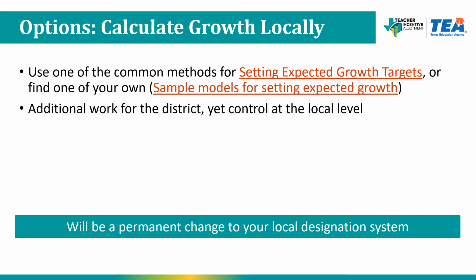If you want to do that, it does give you control at the local level in your growth targets, but it's additional work and the lift could be heavy based on if you are a smaller or larger district. If you choose this option, like all options, it will be a permanent change to your local designation system. You'll be saying going forward, we are not using STAAR Progress Measure for all teachers that used to be in that group. Instead, we're going to use growth targets set locally, and you can choose to do that.